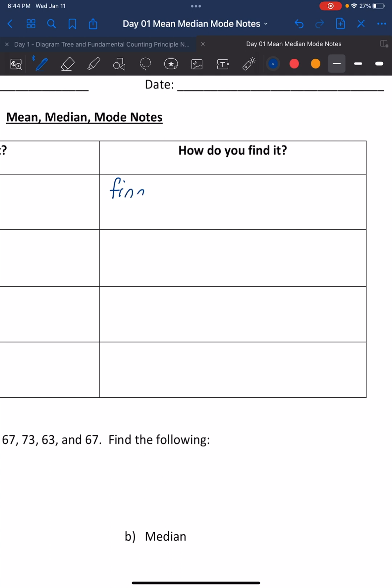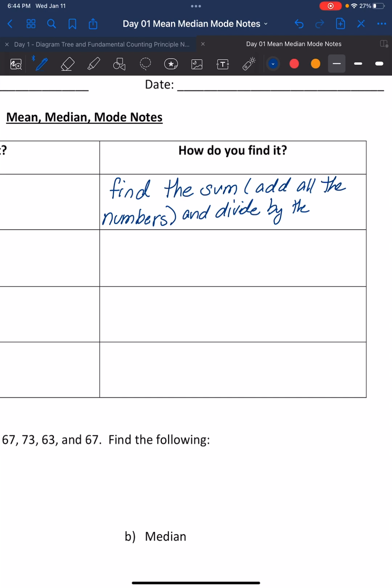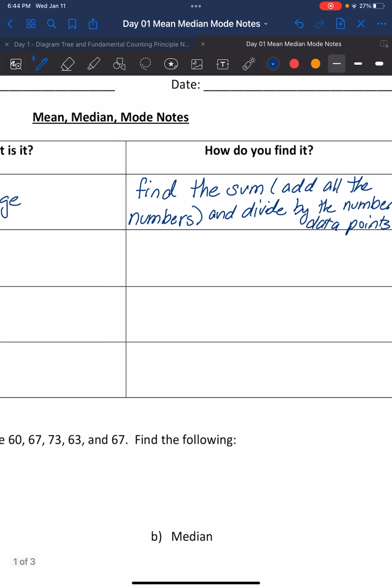So how do you find it? You find the sum, meaning you add up all the numbers. Add all the numbers and divide by the number of numbers. Actually, I'm going to say the number of data points. Okay? And we'll do an example below.